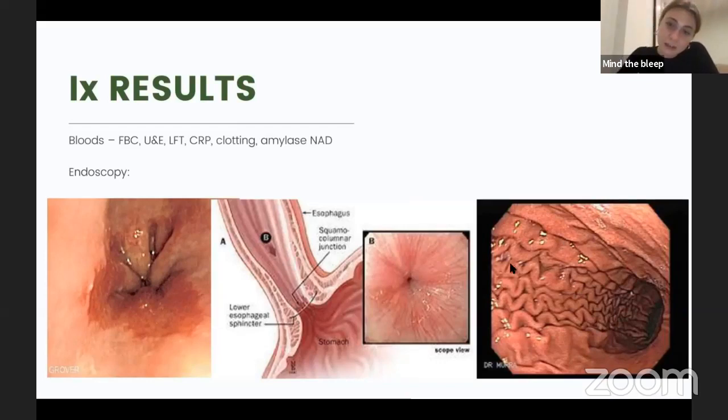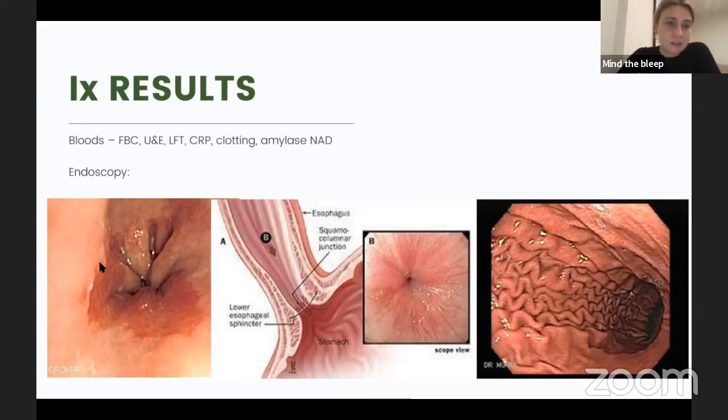So there are actually tortuous lines in here called rugae, which are normal parts of the stomach, and they stretch when the stomach is full. So this is a normal view of an empty stomach. There are no tumors, no signs of cancer here.